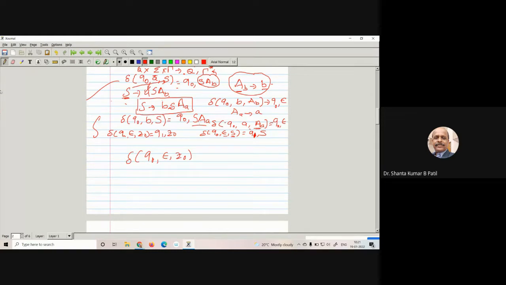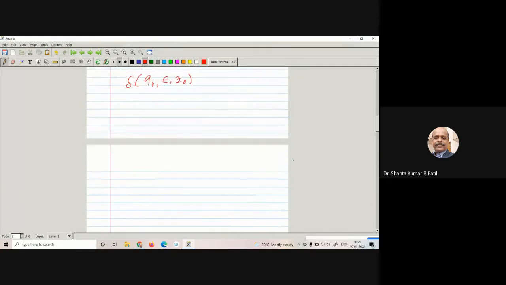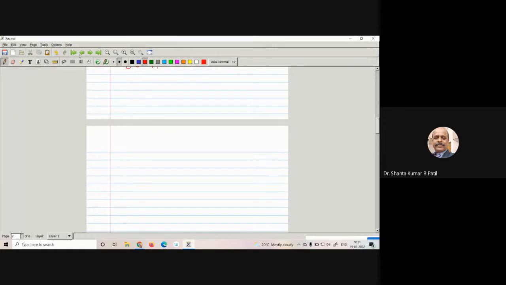in the case of the PDA to CFG. In the case of the PDA to CFG, transition functions are given, deltas are given, you need to convert them into the variables.